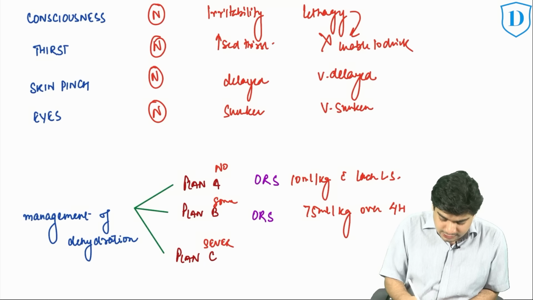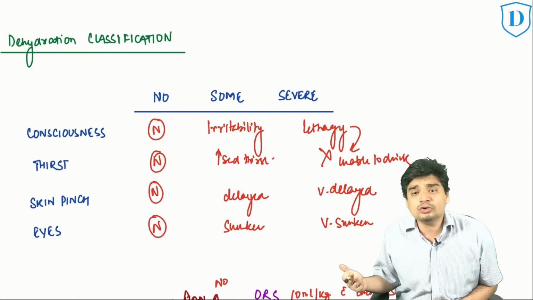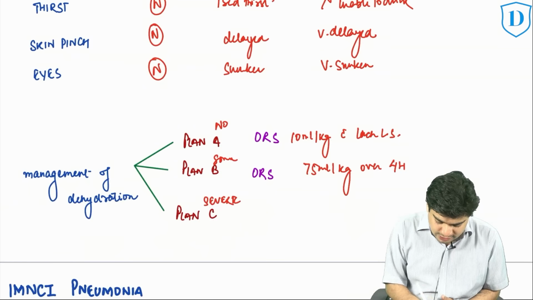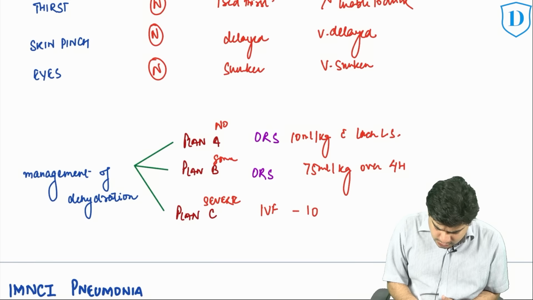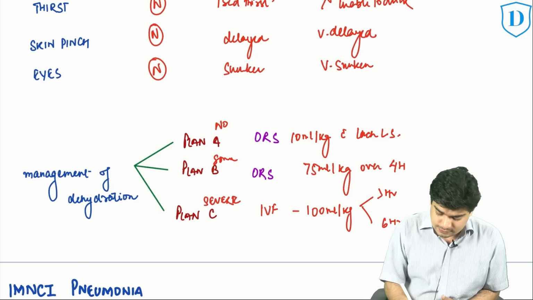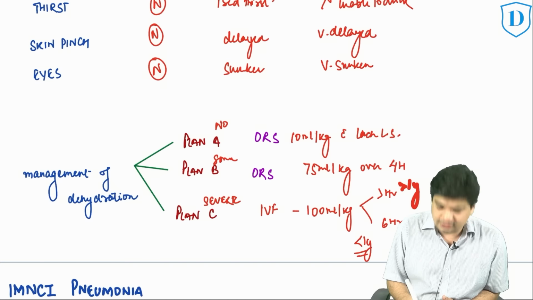dehydration. Remember, in severe dehydration, child is lethargic. He's unable to drink. You can't give him ORS. How will he drink it? You have to give IV fluids. How much? You give 100 ml per kg, either over 3 hours or over 6 hours, depending upon the age of the child. Child is more than 1 year, you give it over 3 hours. Child is less than 1 year, you give it over 6 hours.